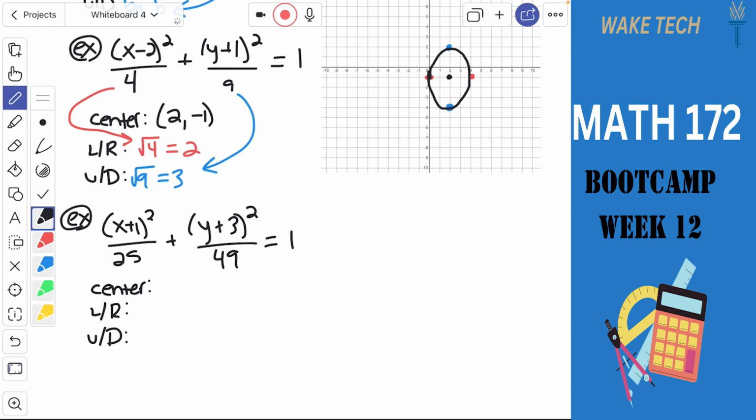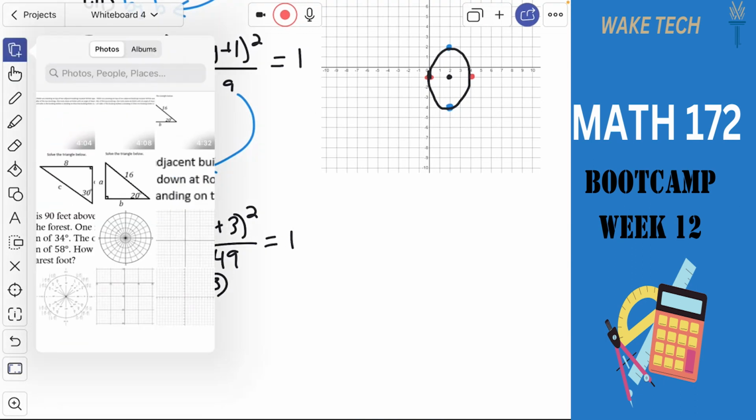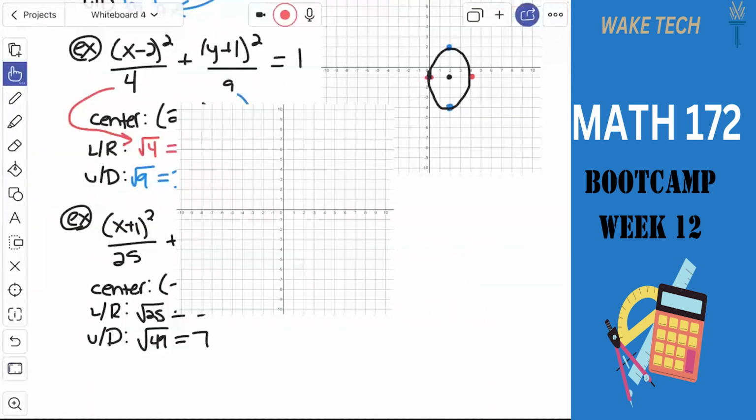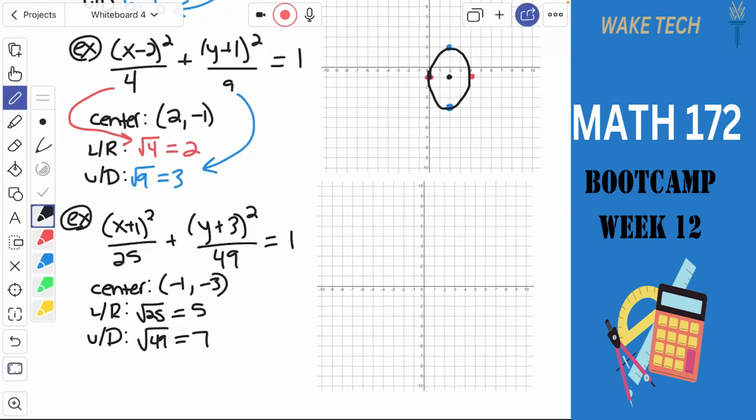So the center is at the opposite of the number with x and the opposite of the number with y. In this case, that's -1, -3. Left and right would use the square root of 25, which is 5. Up and down, we'll use the square root of 49, which is 7. So -1, -3 for the center.